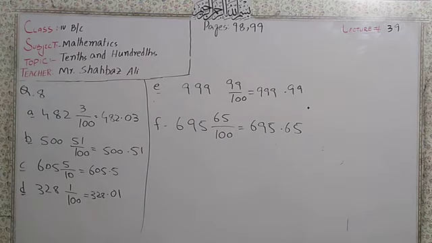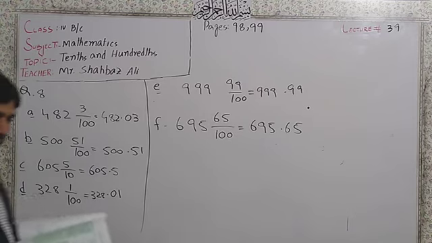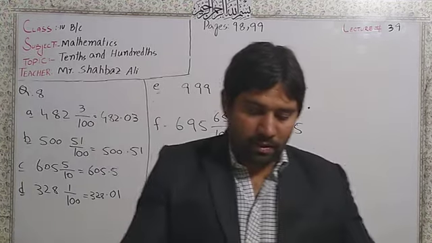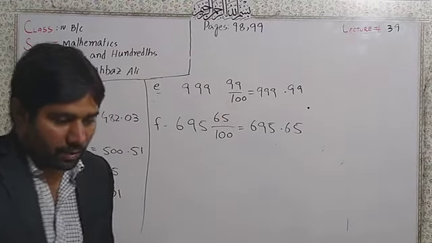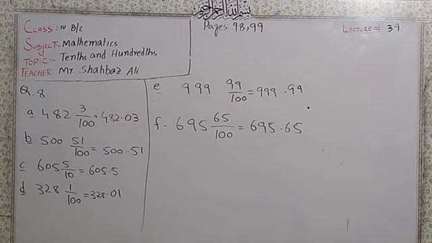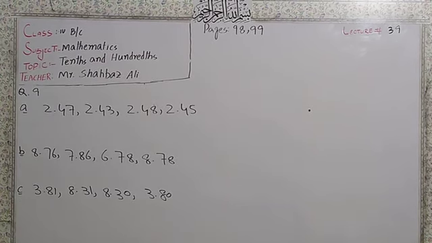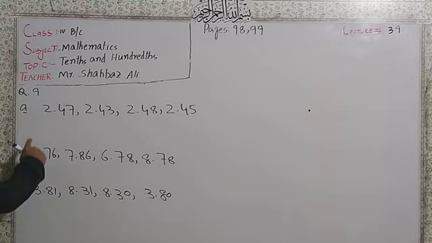Okay, dear students, next question number 9 is write these in ascending order. Ascending order means from smaller to greater. Okay. This is question number 9. I know this, so you have to write in ascending order. Ascending order means which one is smaller.